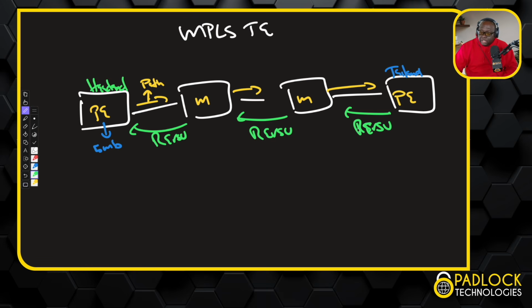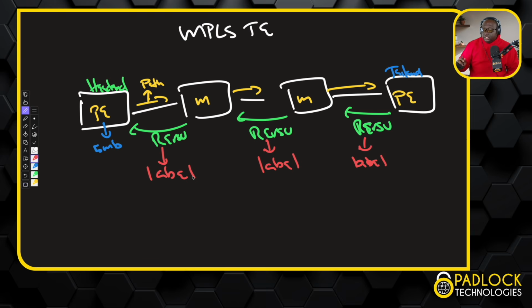And when this reserve message happens, it builds a label. So now the label gets built this way. Instead of using LDP, it goes this way. Okay. And then it uses that label switch path to get to the other end.